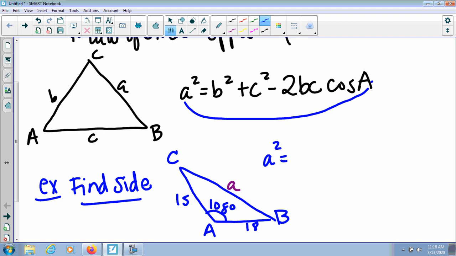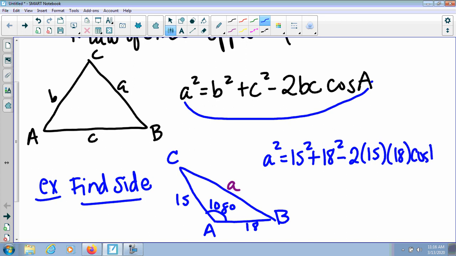I know B. B is 15, so I'm going to write 15 squared, and plus C is 18, 18 squared, and minus 2 times 15 times 18 times cosine of 108 degrees. So then you just pause, type it into our calculator. So I'll do that real quick, make sure that you're in degree mode. If you're not, switch that.